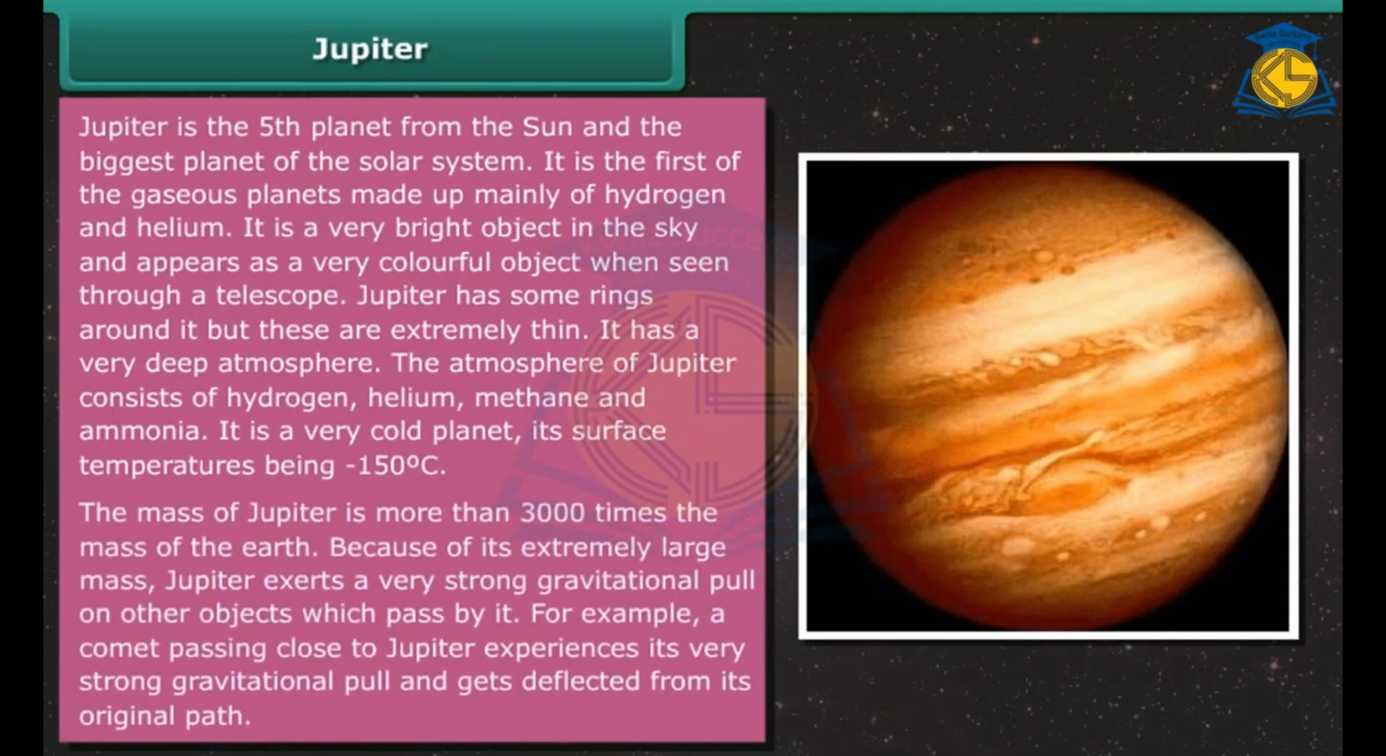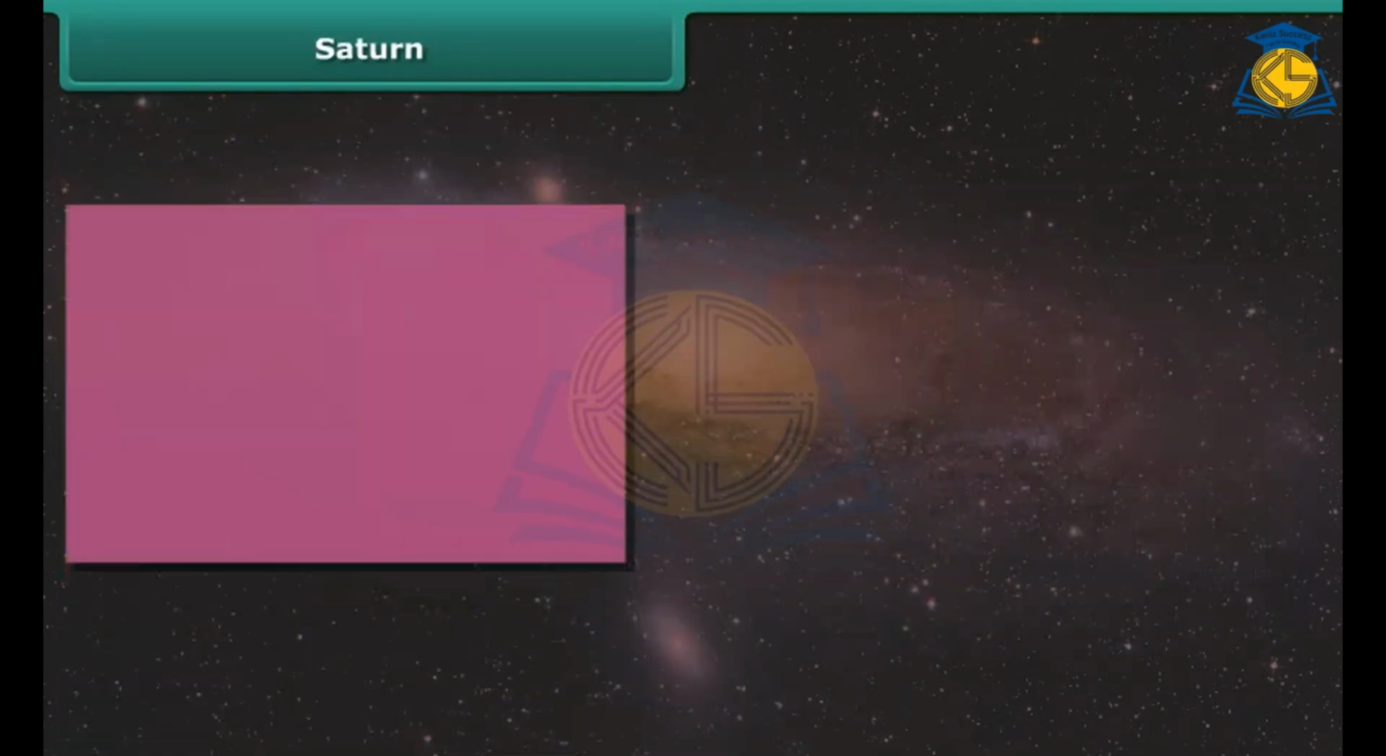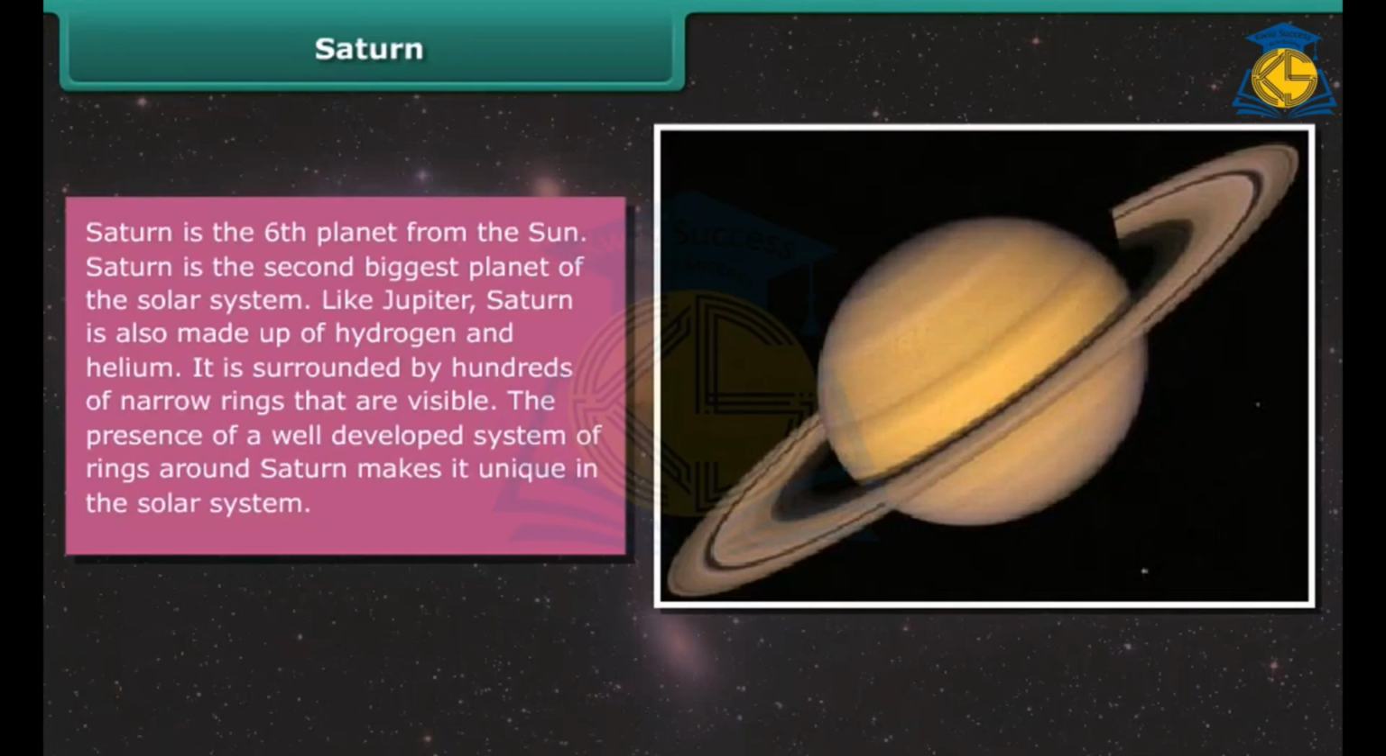The mass of Jupiter is more than 3,000 times the mass of the Earth. Because of its extremely large mass, Jupiter exerts a very strong gravitational pull on the other objects which pass it by. For example, a comet passing close to Jupiter experiences its very strong gravitational pull and gets deflected from its original path. Saturn. Saturn is the sixth planet from the Sun.